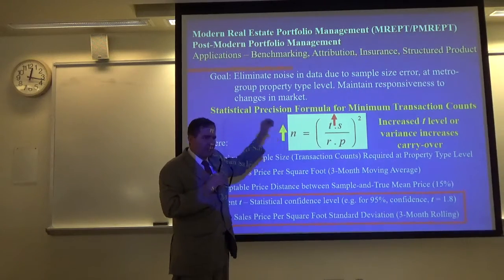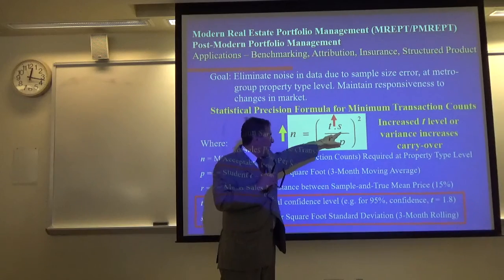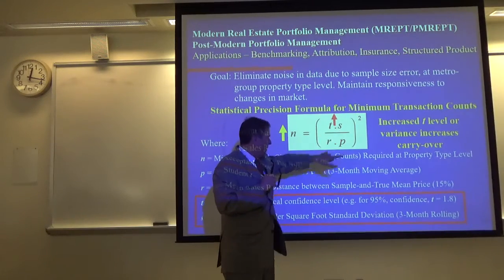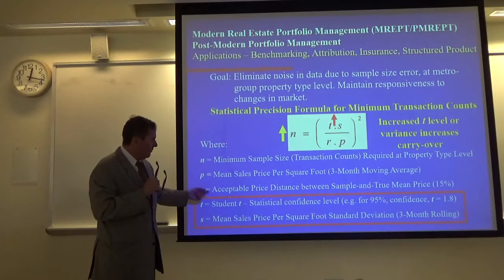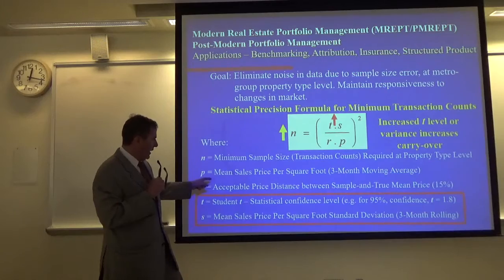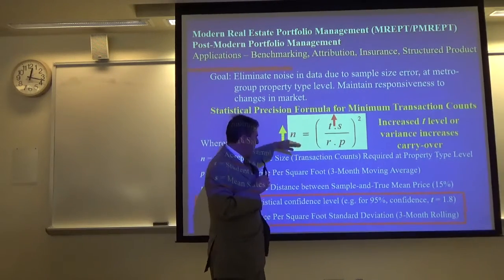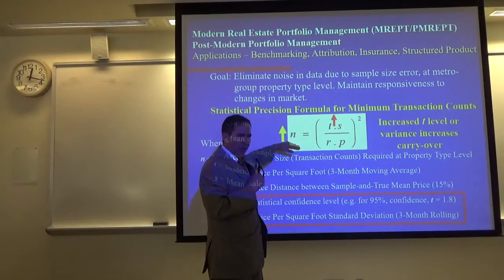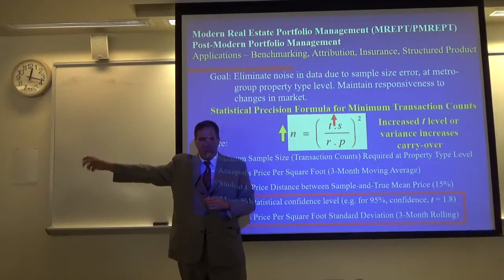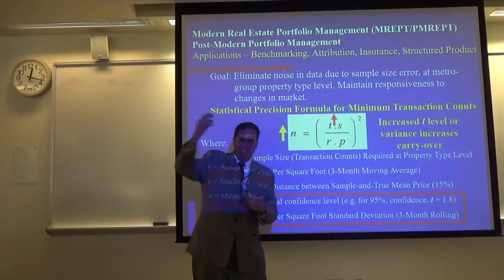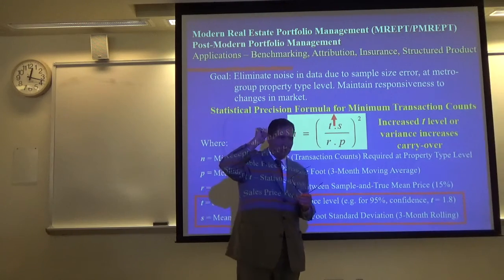In the equation, this is called the precision equation, where you basically take the t statistic times the standard deviation, divided by a distance formula times a price per square foot. So what this did is if your sample sizes came in too low, we took the 3-month average in the prior period and brought it over into the current period until the sample size was big enough, and then we calculated the price per square foot.